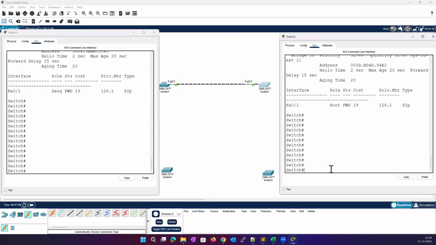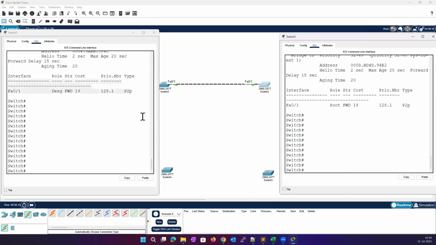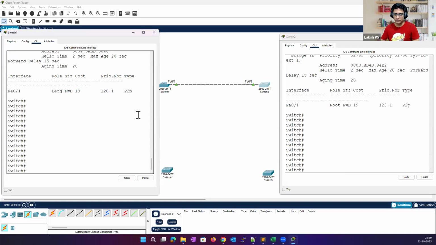If you do the STP details, I think scrolling up there was a row, it will be written this is the root. No, forget that. Just by looking at this particular output, both are in forwarding state, and one role is root and one is designated. So the right side is the root switch. Root switch, yes. Okay. Now, why do you say it's the root switch? Because the role itself is written as root.